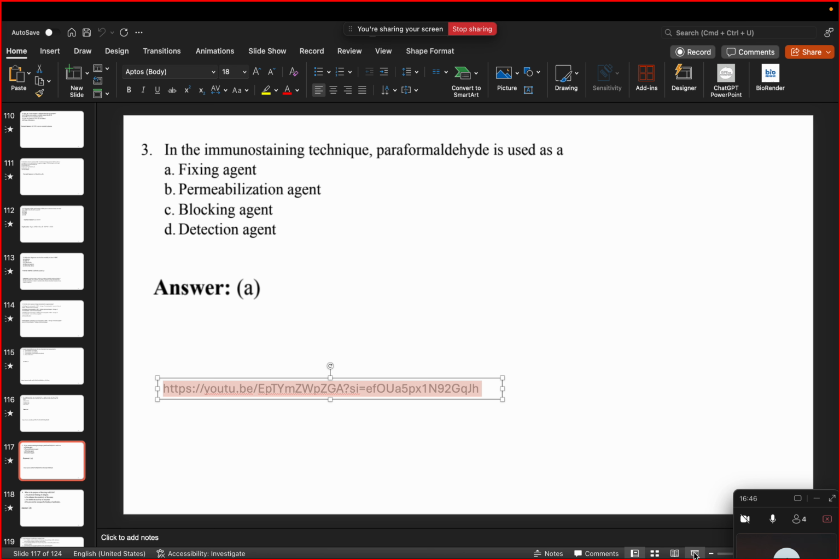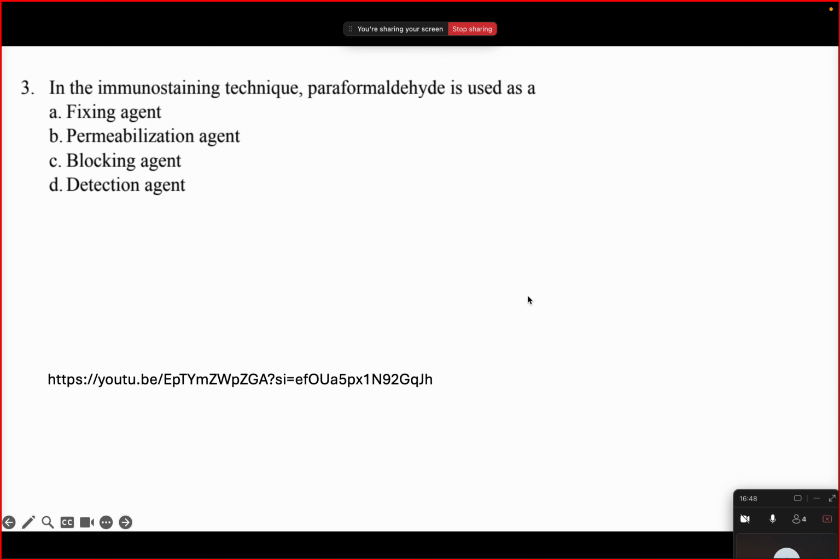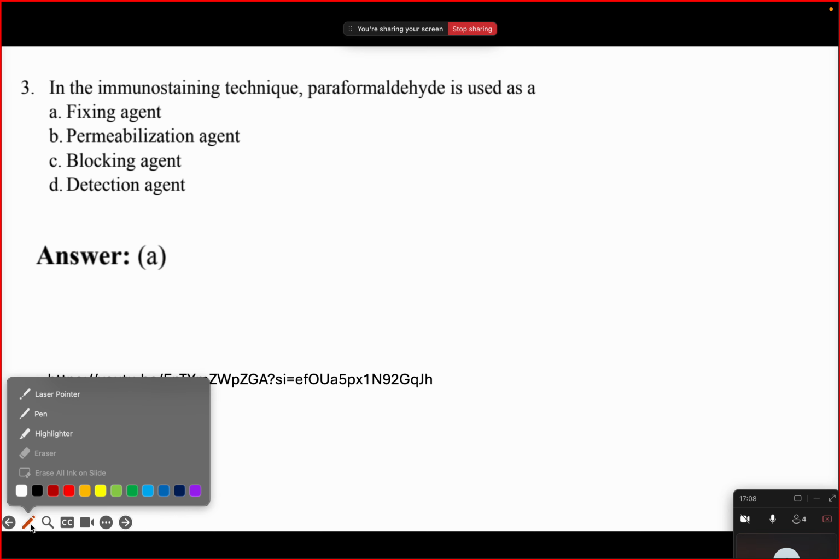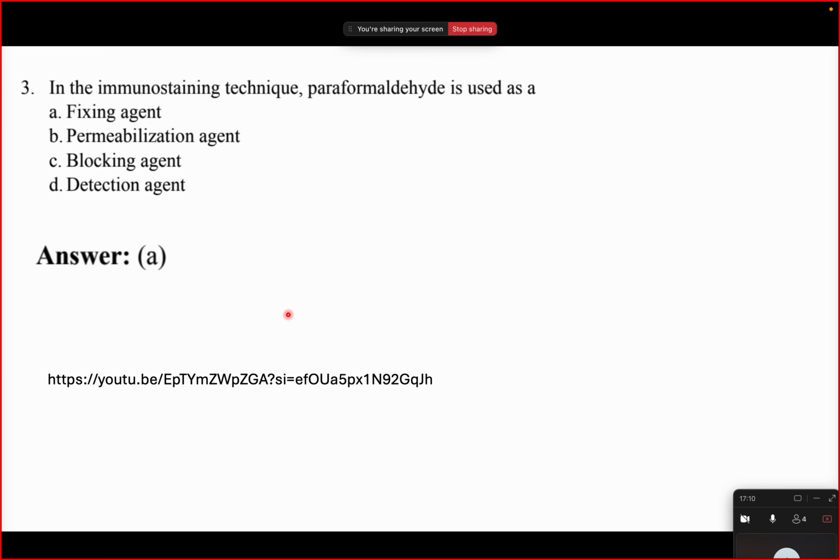Don't get overwhelmed. If you do this, you have to follow this protocol from A to Z, but in general you should know the gist of the immunostaining, why it is used, why we do that, and where exactly these agents are used in what step. Anyways, these slides will be available to you. You can always go back to such videos and clear your concepts again.